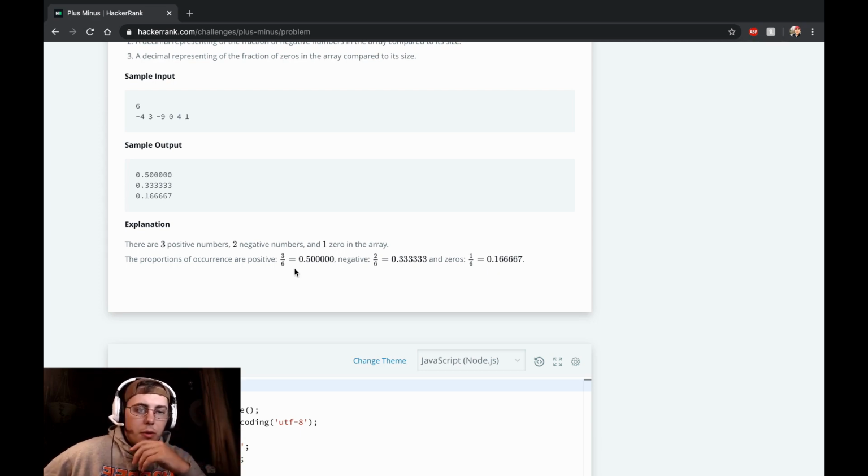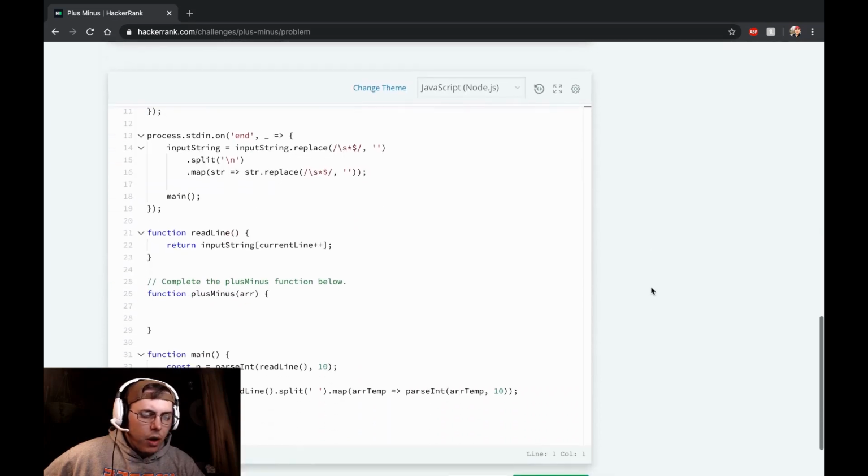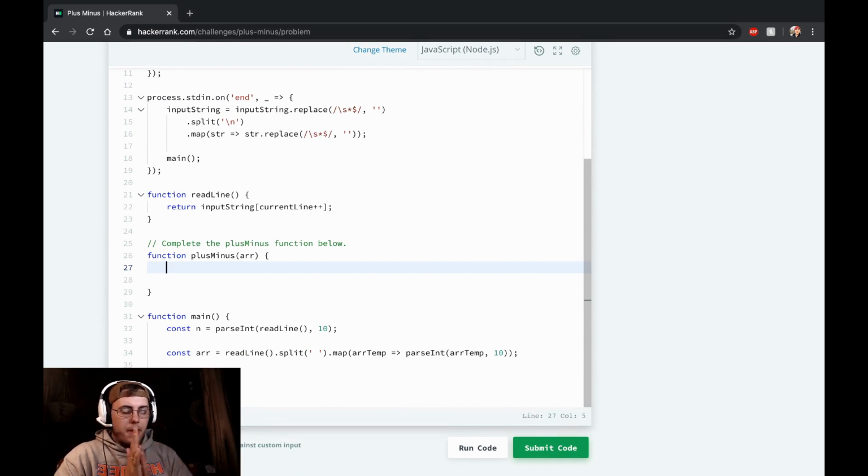There are 3 positive numbers, 2 negative numbers, 1 zero in the array. The proportions of occurrence are positive, so on and so forth. So, all right, that's what I'm gonna do. That's gonna be my first go around. So let's see. We have an array.